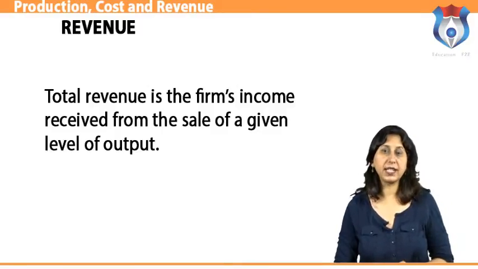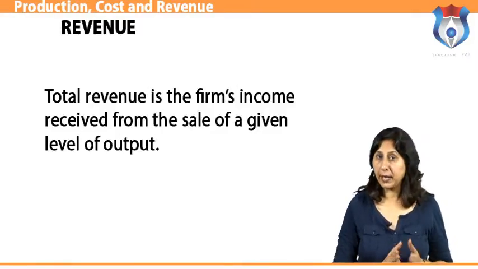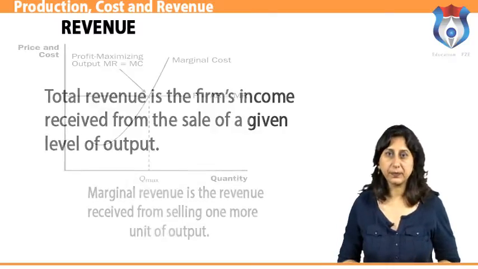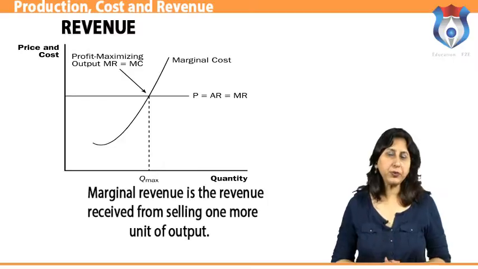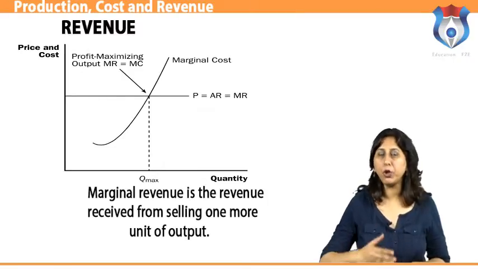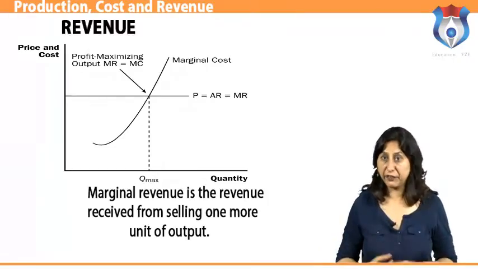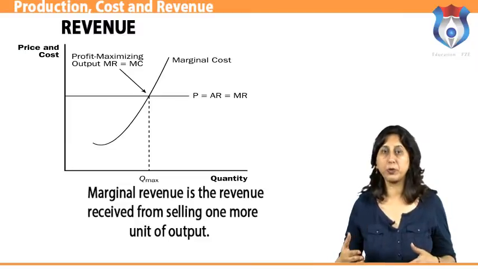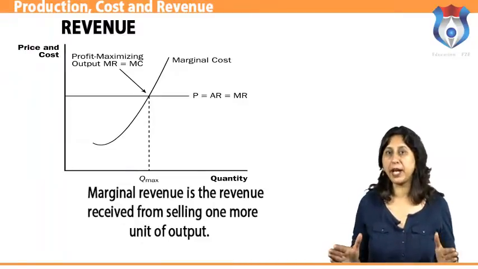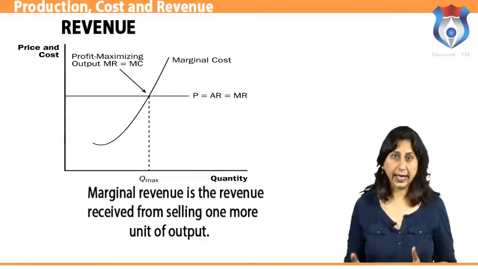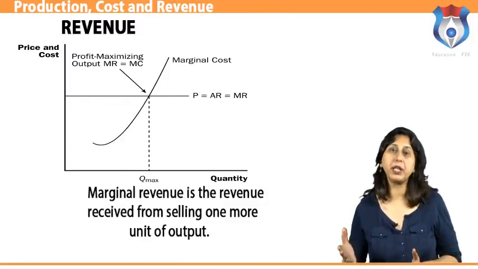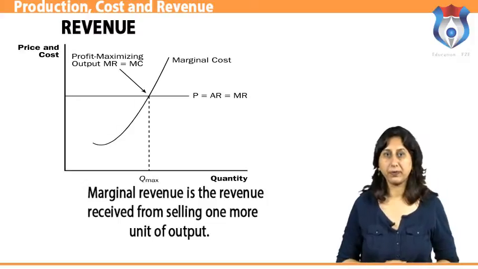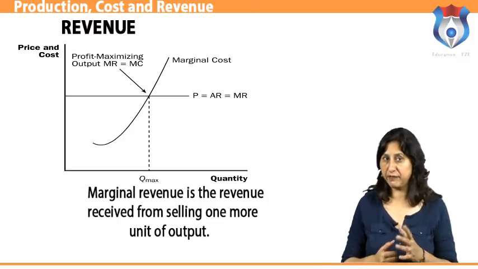It is calculated as the price of the good multiplied by the quantity sold. Marginal revenue, MR, is the revenue received from selling one more unit of output. If the firm's decision to sell output will not impact the price of output in the market, that is a competitive market, the marginal revenue is equal to the per unit price of the output. MR is equal to PY.